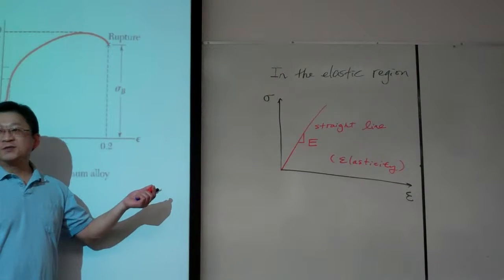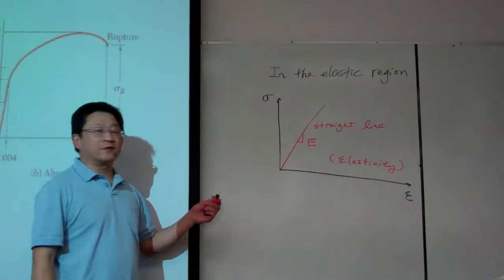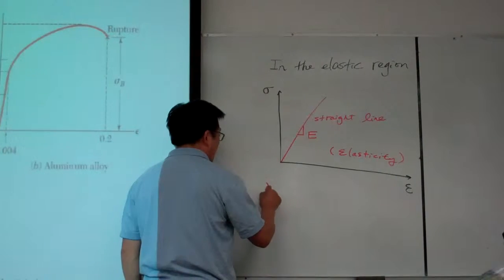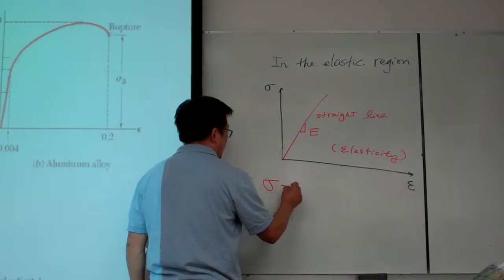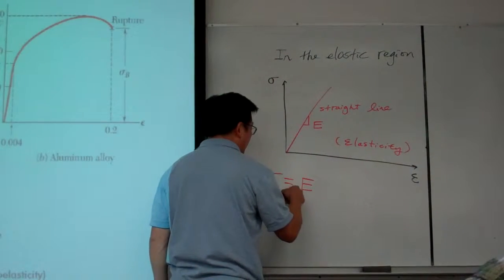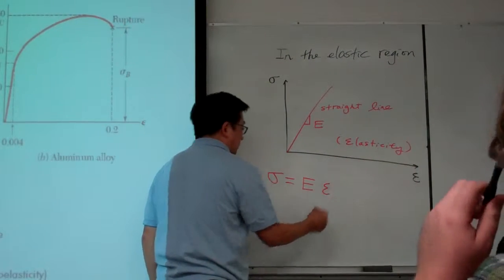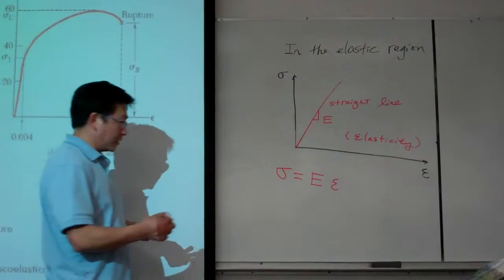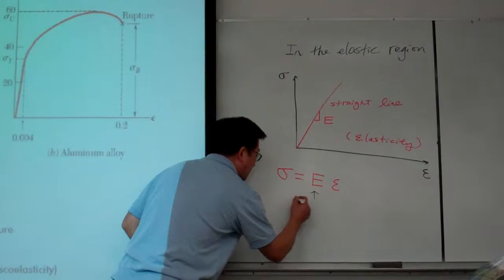All the textbooks, all the people in this field, use E. That is the only symbol we use. Basically, in this way, we found the relation in the elastic domain is sigma equals E times epsilon, because this is a straight line. And E we call the Young's modulus.